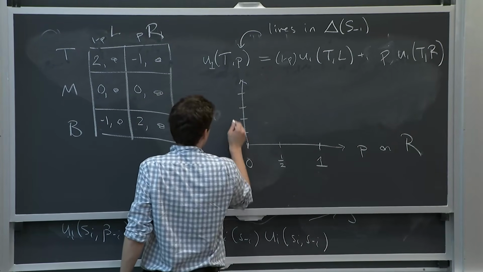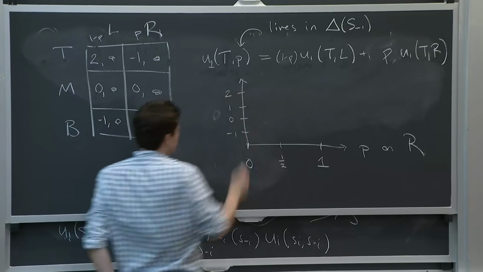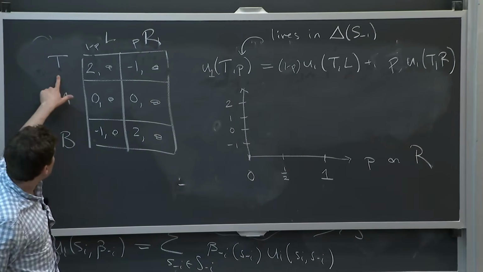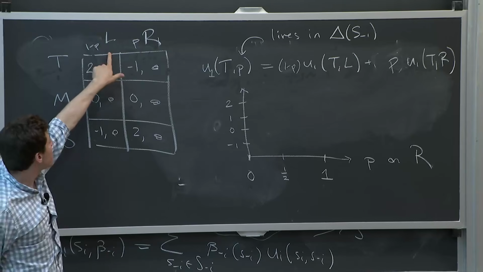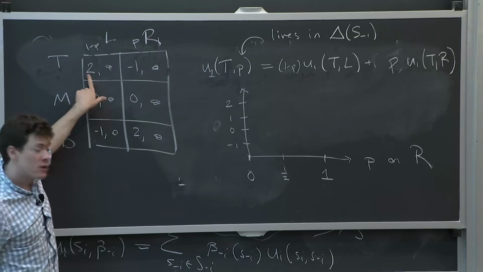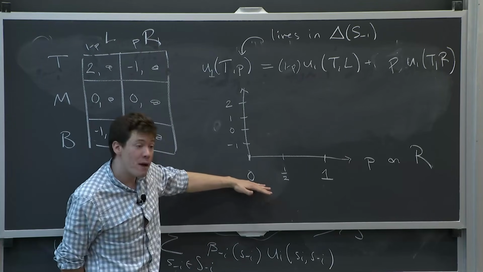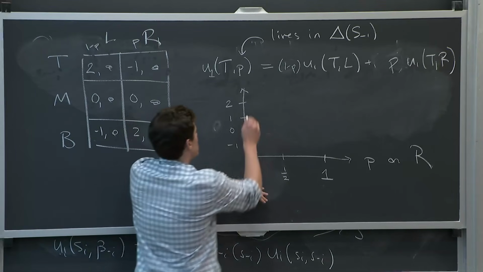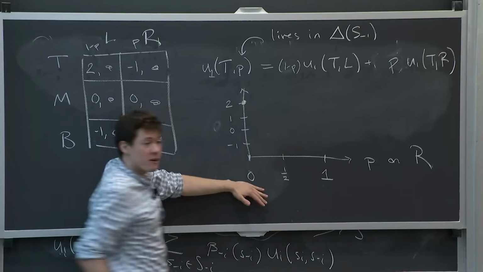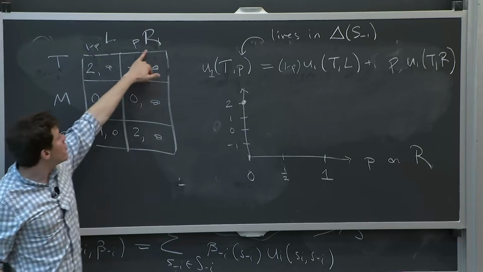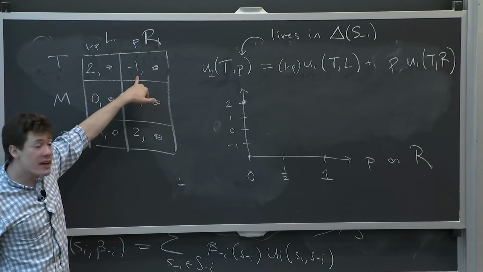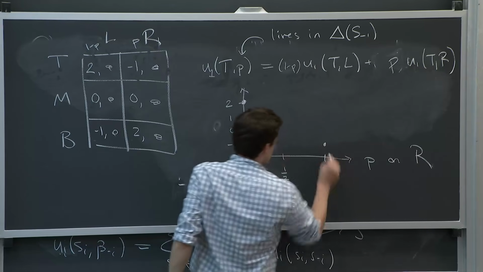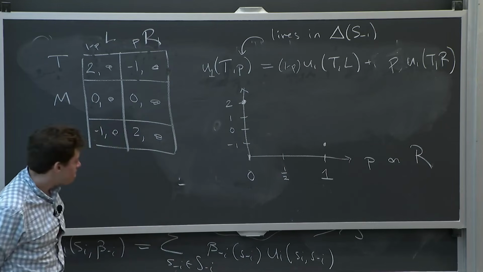Let's put -1, 0, 1, 2. If I play T, well, if my opponent plays L, I get a payoff of 2. So that means if I'm certain that my opponent is going to play L, if that's my belief, then my payoff better be 2. So we're going to get a point up here. And if I'm certain that my opponent is playing R, then I get a payoff of -1. So it better be that we get a point like this.